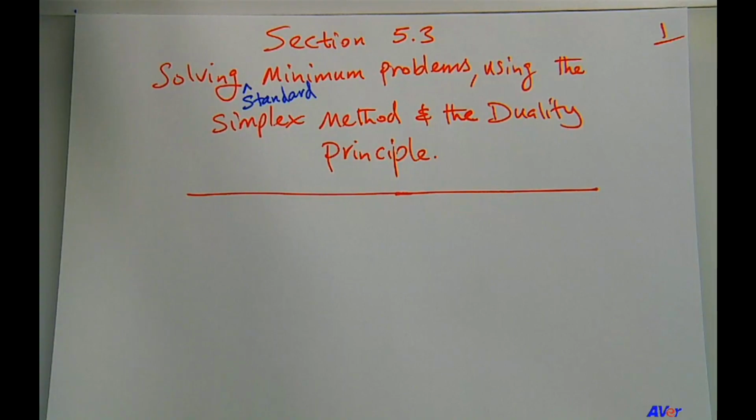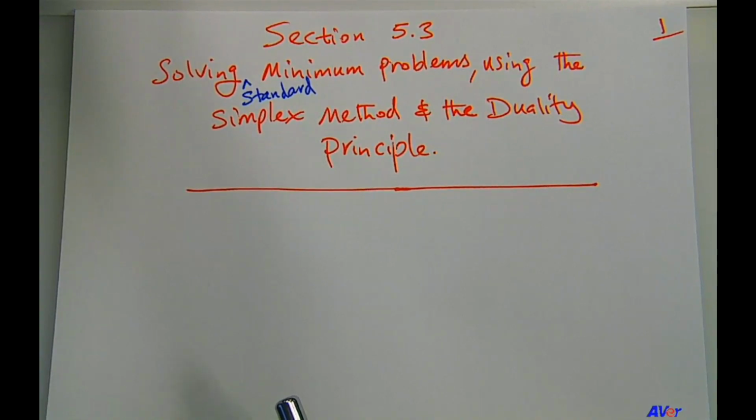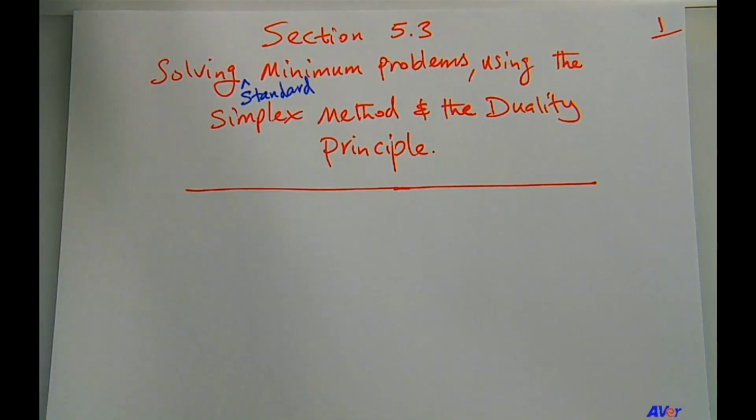Now we're going to modify that same method just a bit, maybe 10 or 15%, in order to make it suitable to solve a minimum problem. So before we talk about the minimum problem per se, first we have to talk about a matrix operation which we haven't yet talked about, and that's how to take the transpose of a matrix.